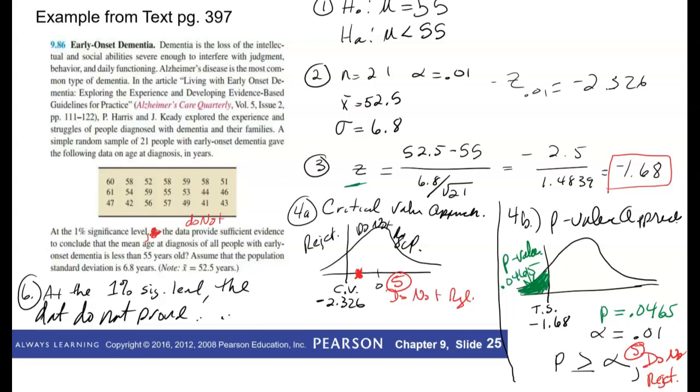So that's how we would do a critical value approach. I'm actually going to turn this video off now, and I'm going to do the case when sigma is unknown in a separate video. So I'm going to stop this one right here.